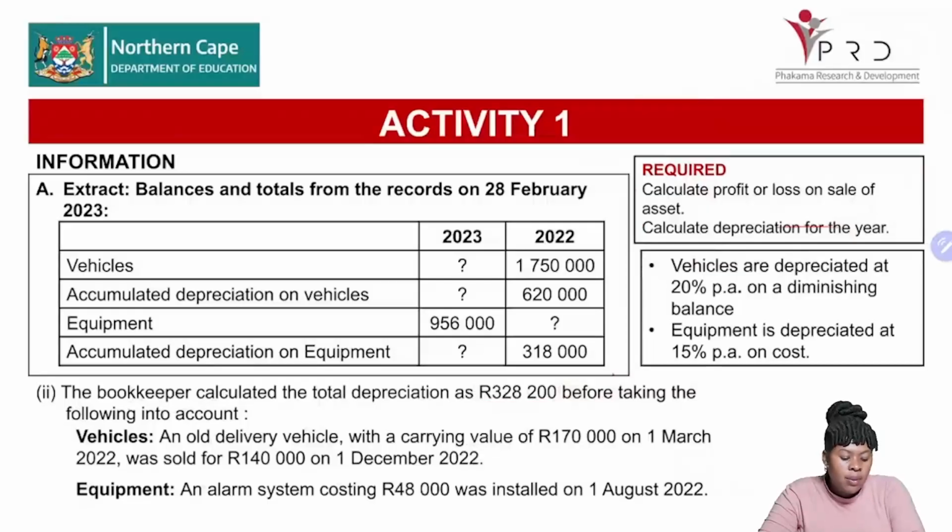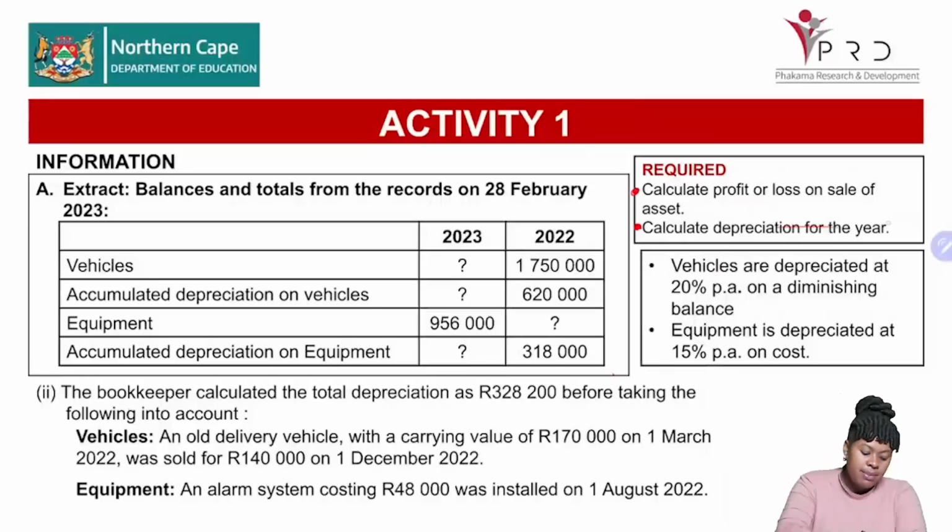Now, we have our fixed assets given to us in this question. So it says vehicles, accumulated depreciation on vehicles, equipment, and accumulated depreciation on equipment. So the information relative to the fixed assets question is provided. Then you will see what is required from you is to calculate the profit or loss on sale, and you should also calculate the depreciation for the year.